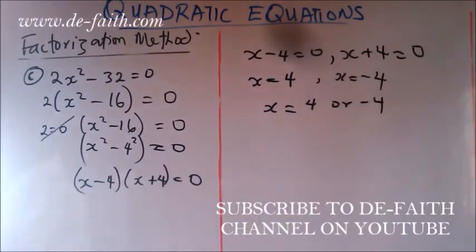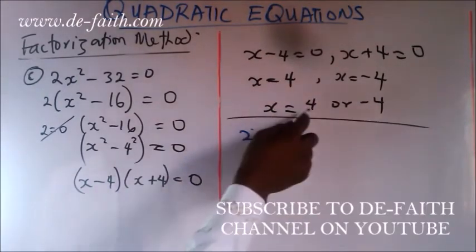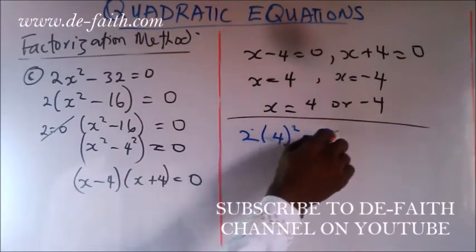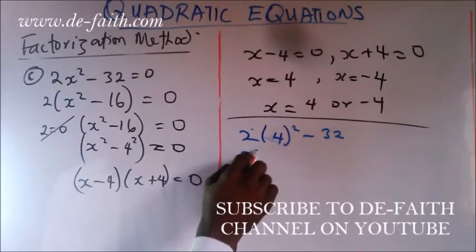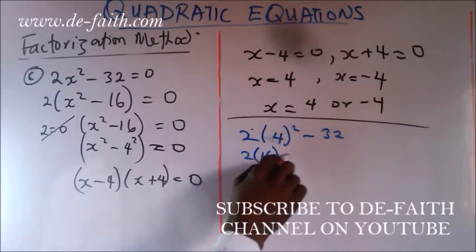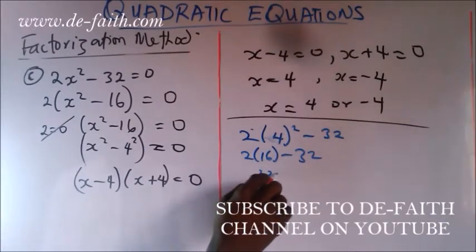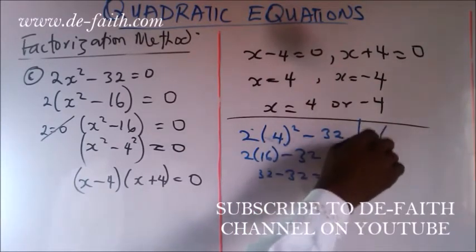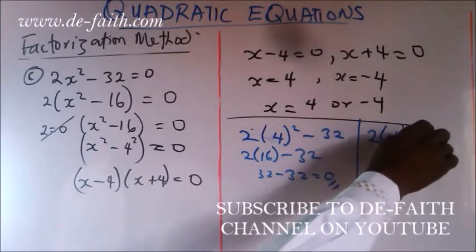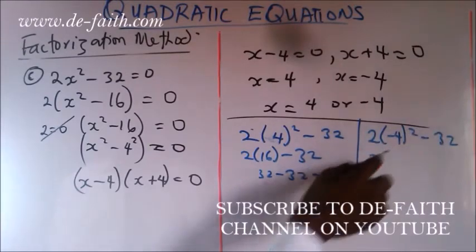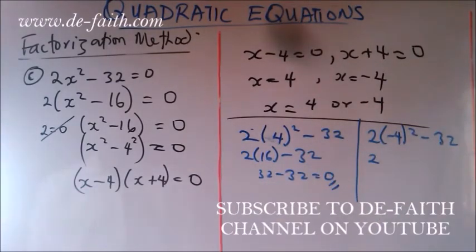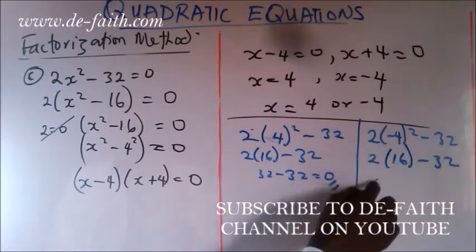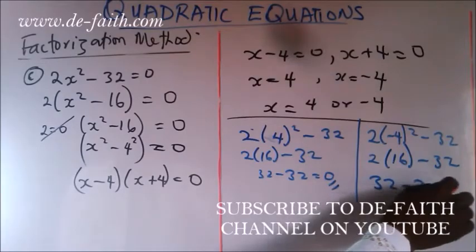And we could confirm by substituting x with 4. So we have 2 in bracket 4 squared minus 32. So that's 2 times 16 minus 32. That's 32 minus 32. That leaves us with 0. Likewise, if we have minus 4, minus 4 squared is the same thing as minus 4 times minus 4, and that gives us 16. So that's 32 minus 32, that is 0.